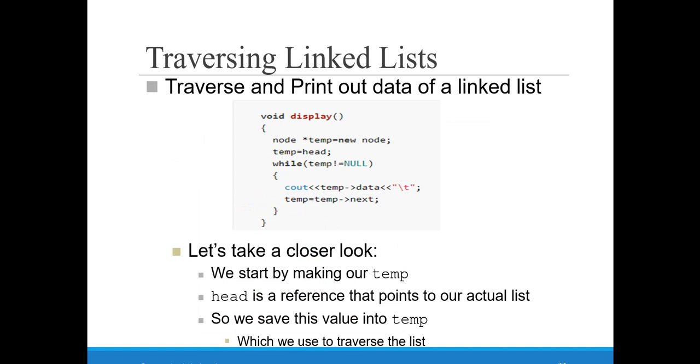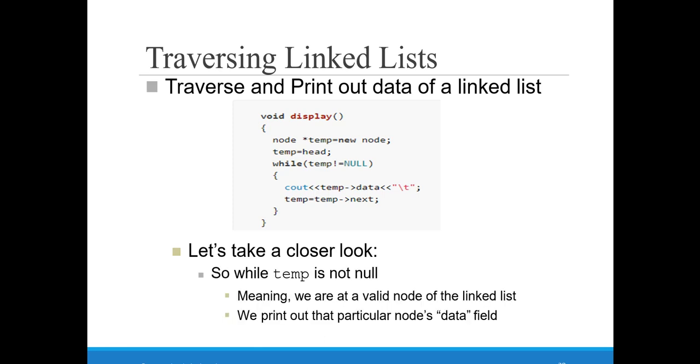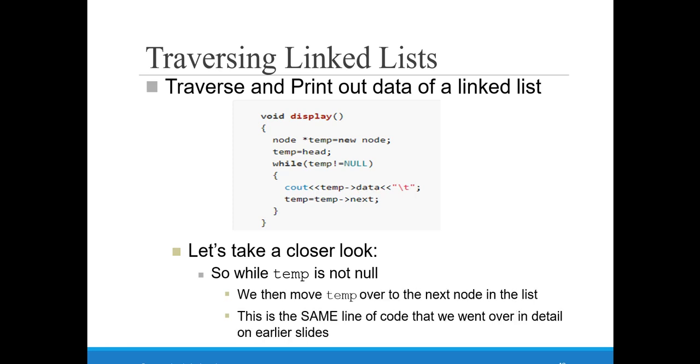Let's take a closer look. We start by making our temp reference the head. As we said, the while statement simply makes sure that we are pointing to a valid node, because if temp is null, we have reached the end of the list. So while temp is not null, meaning we are at a valid node, we can print the data field in my node. After printing it, we move temp to the next node. How to move it? In this way: temp equals temp.next. This is the same line of code that we went over in detail on an earlier slide.